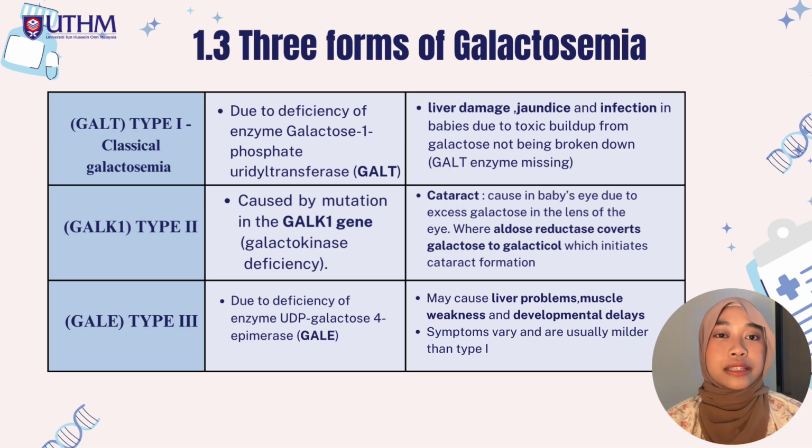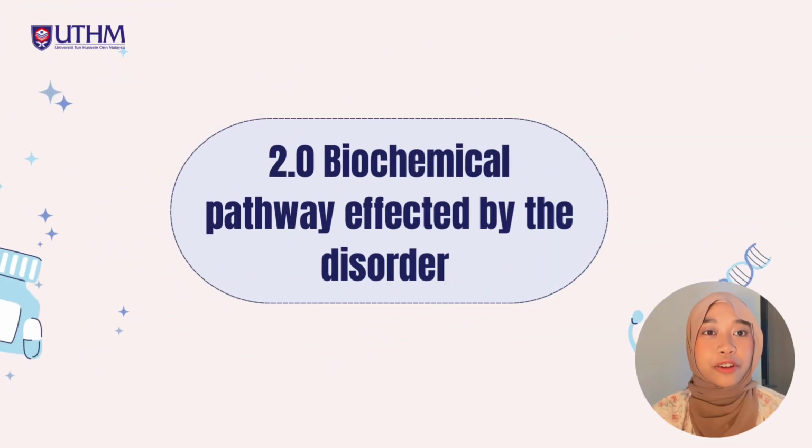Lastly, type 3 symptoms can vary but may include liver problems, muscle weakness, and developmental delays. It is usually milder than type 1, but some cases can still be serious depending on how much enzyme activity is lost. That's all from me. I will pass to the next presenter, which is Ali.